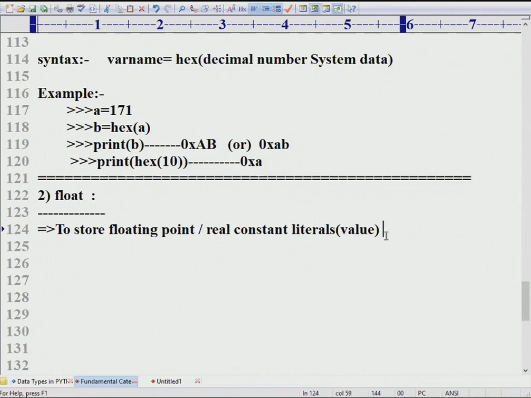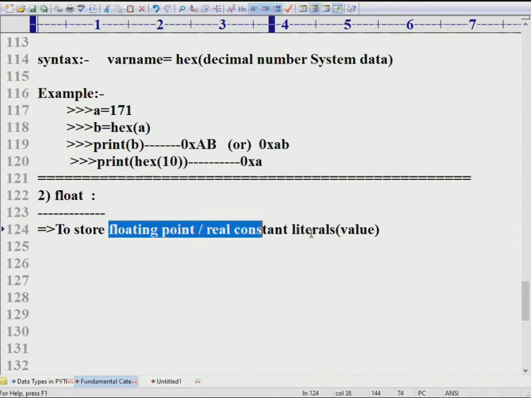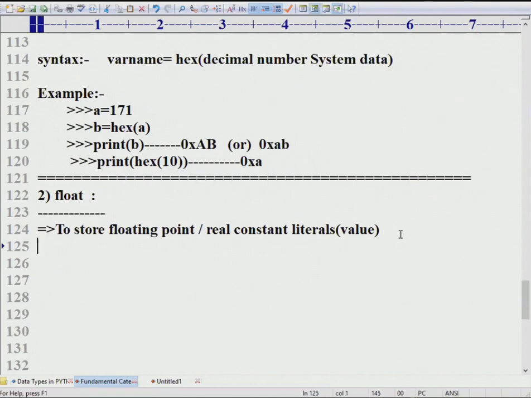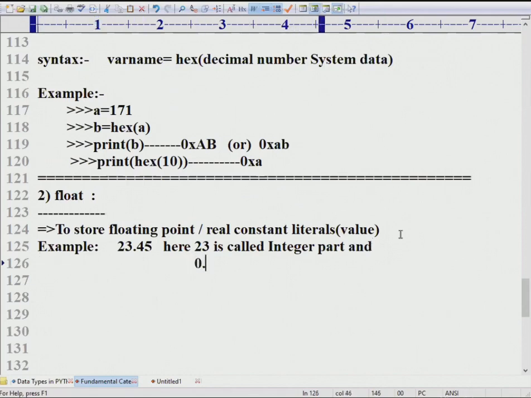How is this available? A real constant value or floating point value is available in two parts: one is an integer part, and one more is a decimal part. Take a mathematical example: 23.45 is my number. Here 23 is the integer part. And next, 0.45 is the floating part, that is, the decimal part. Are you getting my point?